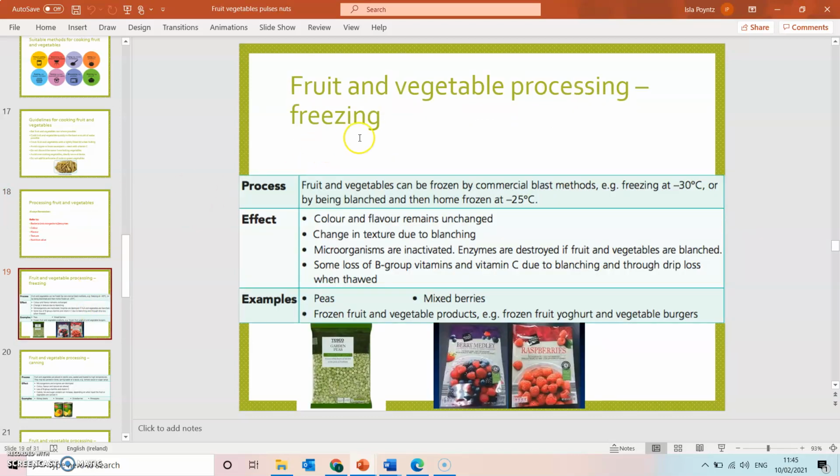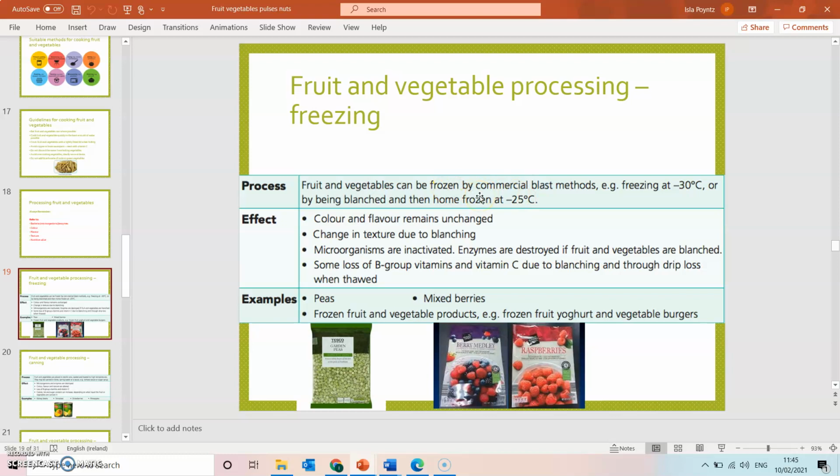Now, so look here at freezing. Now, I'm going to go through the process and the underlying principle with that, and I want you to take it down as well. Then the effects, you refer to the colour, flavour, texture, nutritive value and microorganisms, and then know some examples. So this is for fruit and veg. So fruit and veg can be frozen by commercial blast freezing at -30 degrees Celsius or by being blanched at home. So that's plunged into boiling water and then into ice cold water to stop cooking, and then home frozen at -25. So that's important.